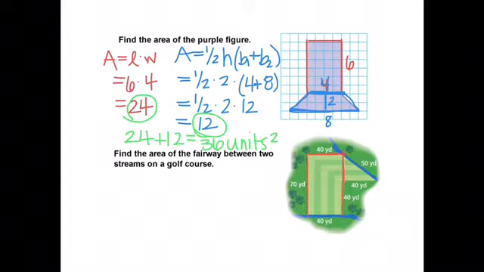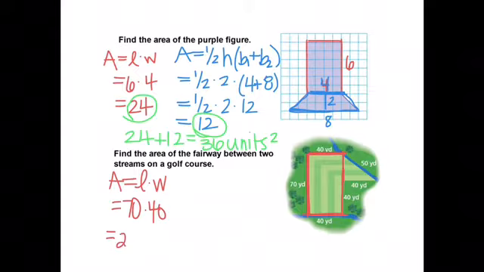So if this is my rectangle, I know I need length times width. My long side right here, I'm going to focus on this left because this one has a lot of numbers going on over here, and I'm just going to look at this, is 70. And I can see on the short side, it actually is at the top and the bottom. It says it's 40. So 70 times 40 gives me 2,800.